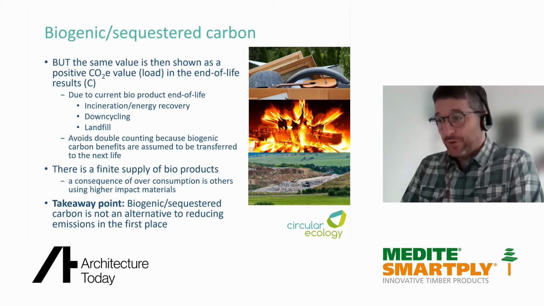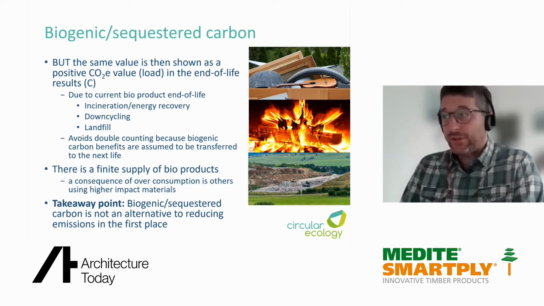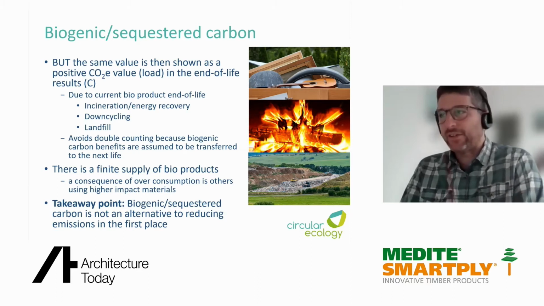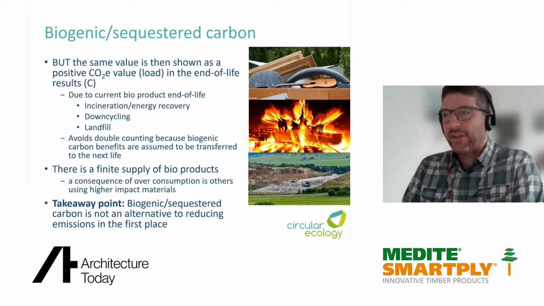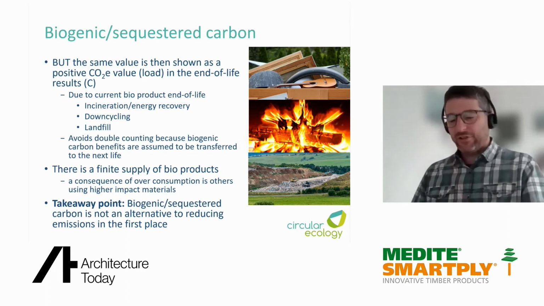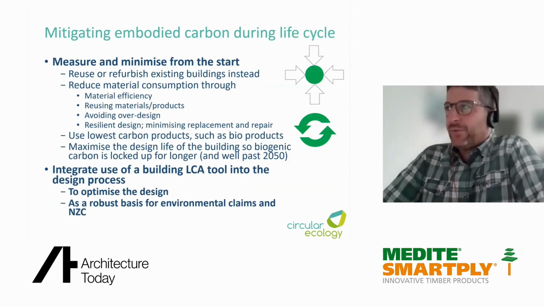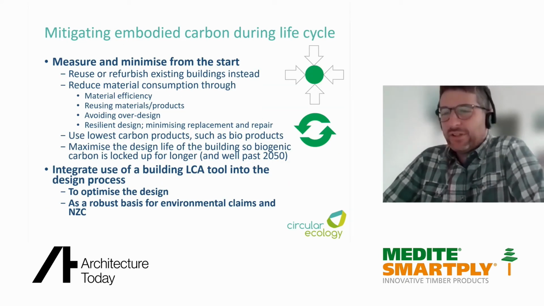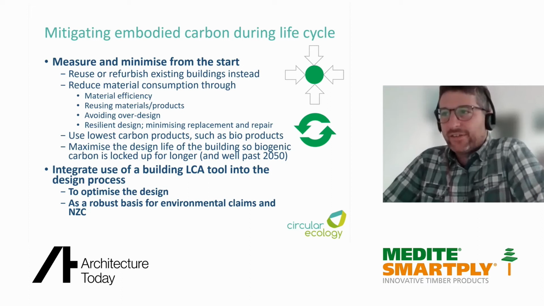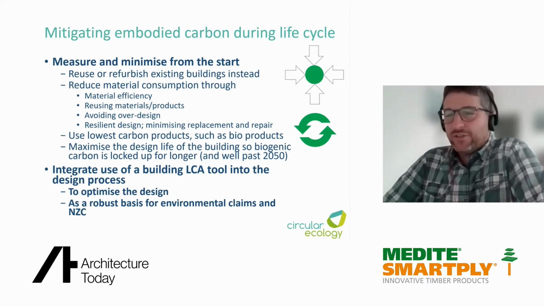So the takeaway point here is that biogenic carbon is not really an alternative to reducing impacts in the first place. It's an important area, and it's good to see in the results at the beginning of the life cycle, but reducing impacts is the main aim. So how's that done? Well, first of all, it should be something that is done right from the start, measuring and minimizing carbon.